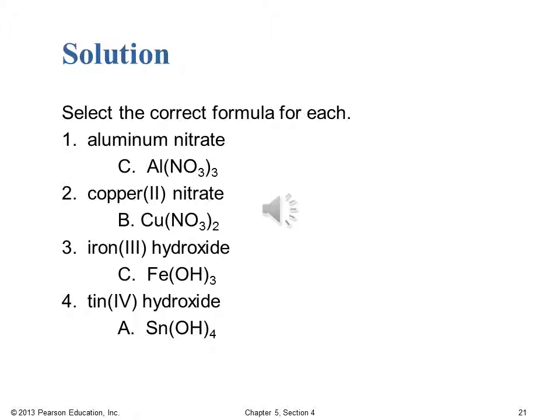So be very careful, read extra carefully, especially on those exams where you only get 1 choice, and once you've submitted, you don't get a chance to go back. Please read carefully. Number 2, copper 2 nitrate.